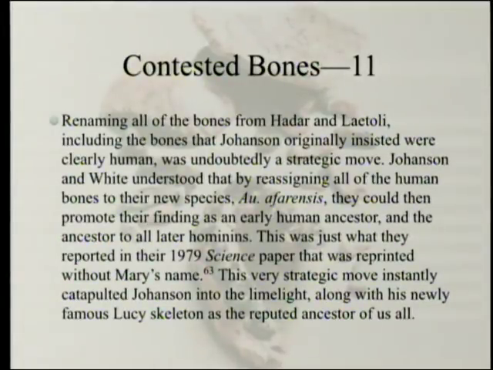Renaming all the bones from Hadar and Laetoli, including the bones that Johansson originally insisted were clearly human, was undoubtedly a strategic move. Johansson and White understood that by reassigning all the human bones to their new species, Australopithecus afarensis, they could then promote their finding as an early human ancestor and an ancestor to all later hominins. This was just what they reported in their 1979 Science paper that was reprinted without Mary's name. This very strategic move instantly catapulted Johansson into the limelight, along with his newly famous Lucy skeleton, as the reputed ancestor of us all.